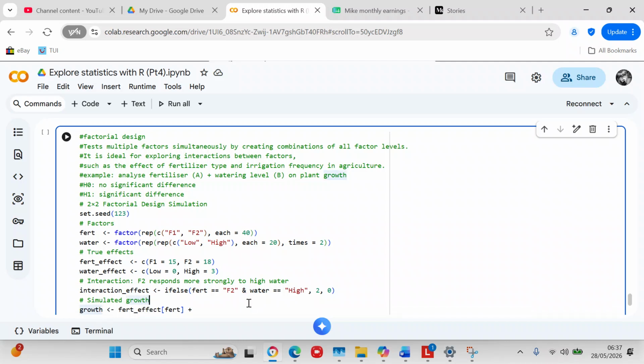So we're going to do an interaction. F2 responds more strongly to high water. So interaction effect becomes ifelse, brackets, fert equals F2 and water equals high, it's going to be a 2, otherwise it's 0.